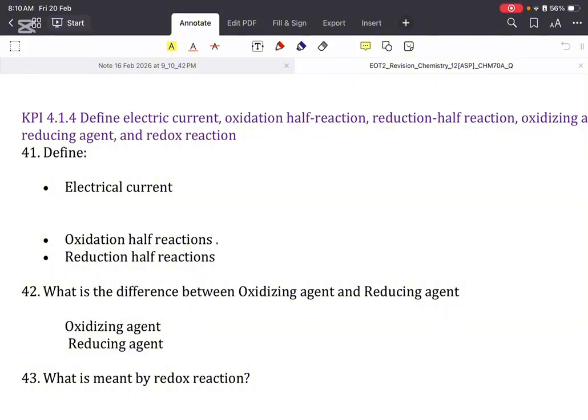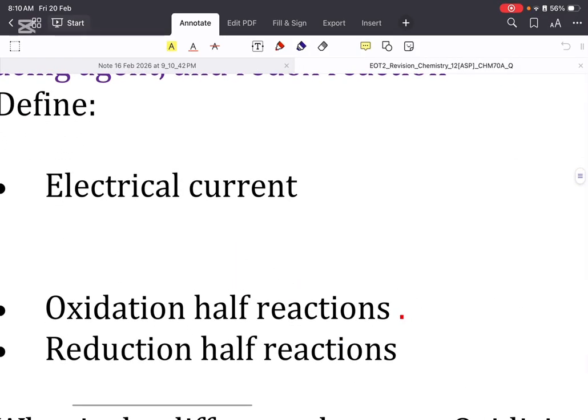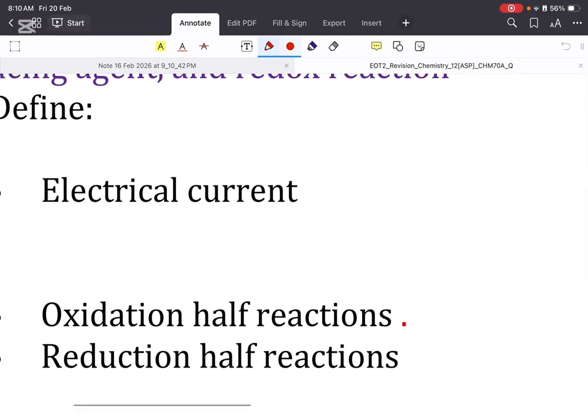Moving on with our questions. Question 41, define the electrical current. In your formula sheet, you have I equal Q over time.